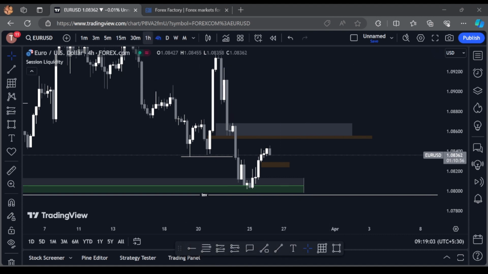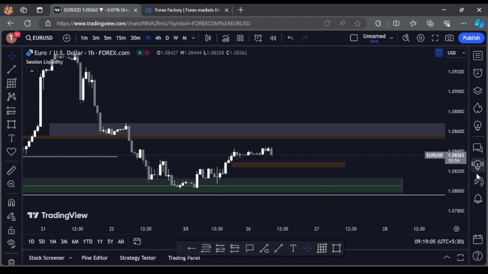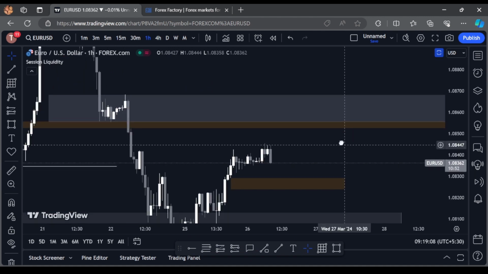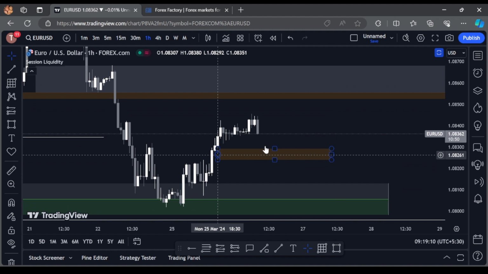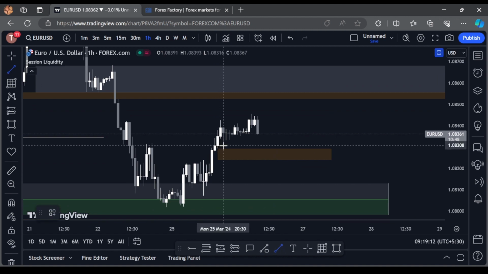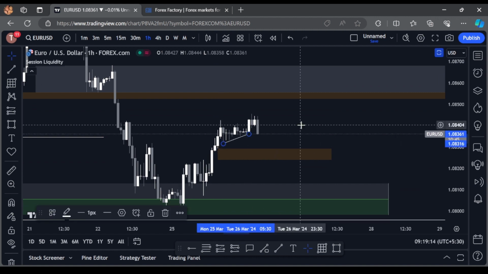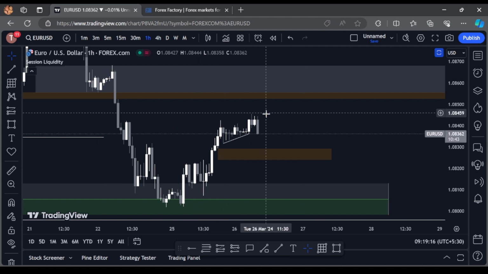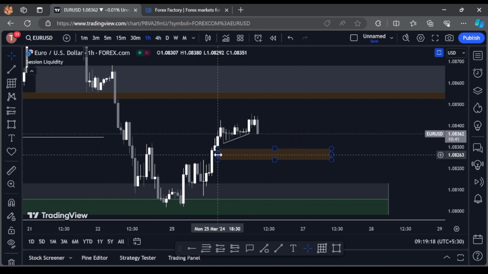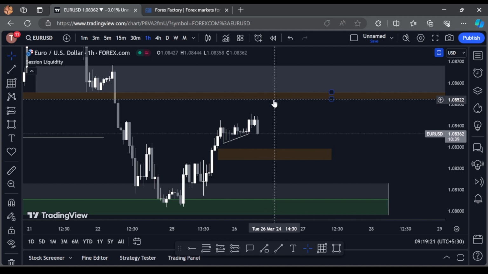So let's move to the 1 hour. This is the 1 hour chart and we are having an FVG in the 1 hour too along with the liquidity resting just above the FVG. So I'll be anticipating the price to move into the downward direction, respect this FVG and then move into the upside direction. So now let's move to the 15 minutes directly.